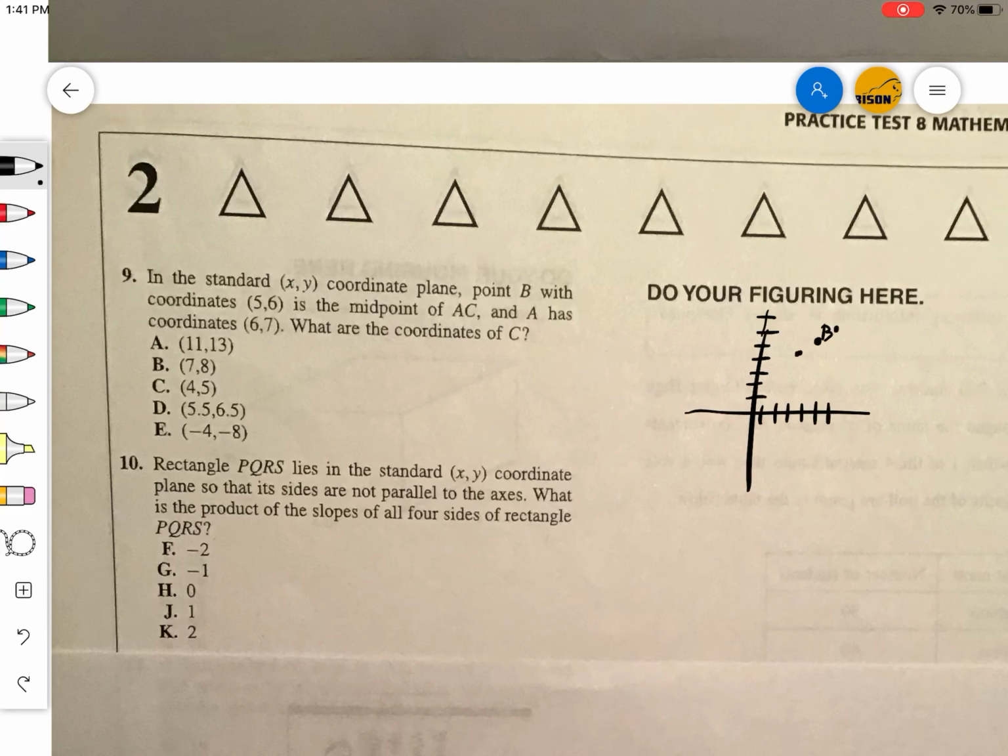Notice from B up to A, you went up 1 and over 1. This is A up here. So to get down to C, just go down 1 and over 1. B was at 5, 6, so that must mean C is at 4, 5. That's the only one that's relevant. It's anywhere close.